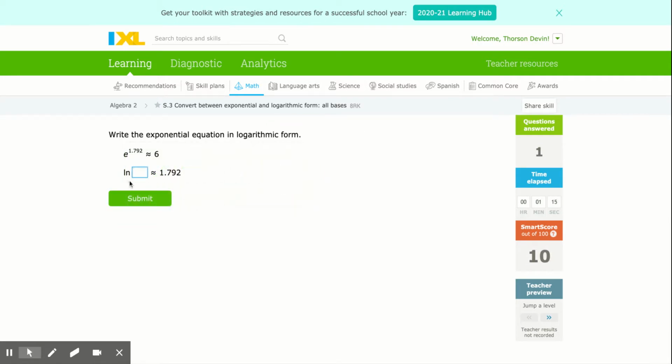Again, ln is the natural logarithm. I want to get an outcome of 6. So e raised to what power is going to give us 6? Well, that's 1.792, approximately. That's why they do the little squiggly equal sign.